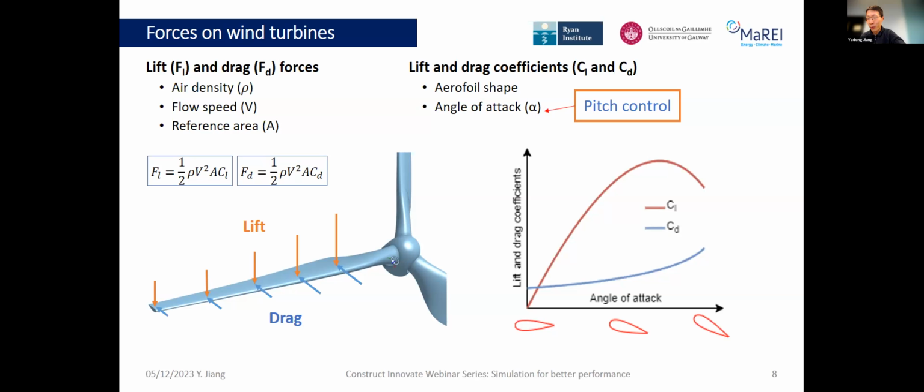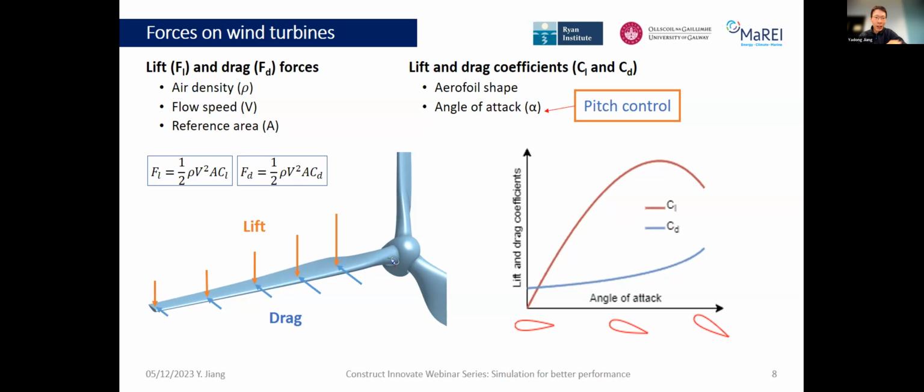And sometimes when the wind speed is too high, then you can reduce the angle of attack. Then you can reduce the lift and drag coefficients. So you avoid the overloading of the wind turbine and protect the blade.